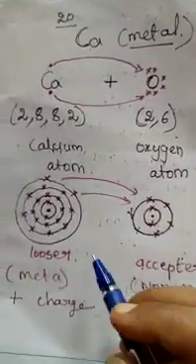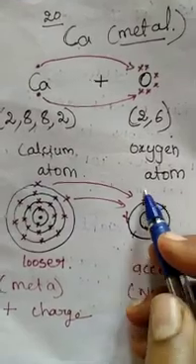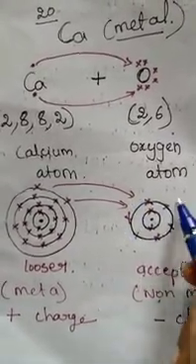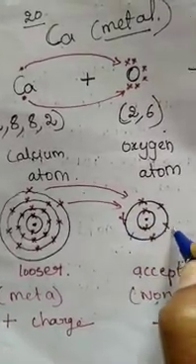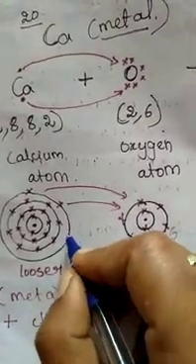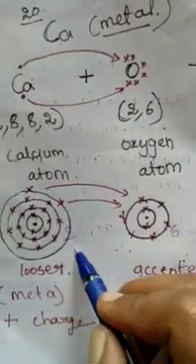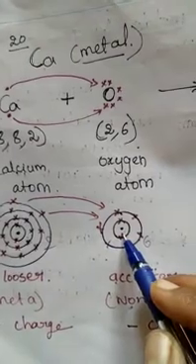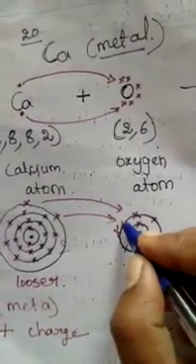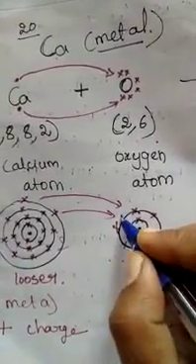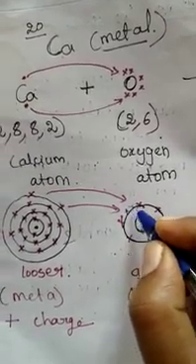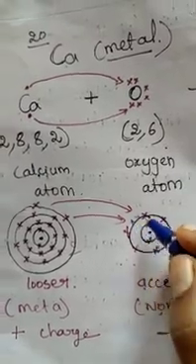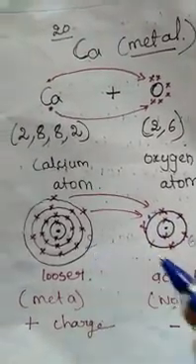Now to fill the outermost shell, oxygen needs only 2 electrons. Only 6 are there, so it is not completed. Calcium's outermost shell has only 2, which is also not completed. So calcium donates 2 electrons to oxygen so that oxygen can fill the octet and get 8 electrons: 1, 2, 3, 4, 5, 6, 7, 8. So calcium will be losing these.